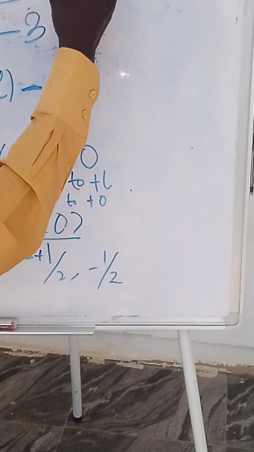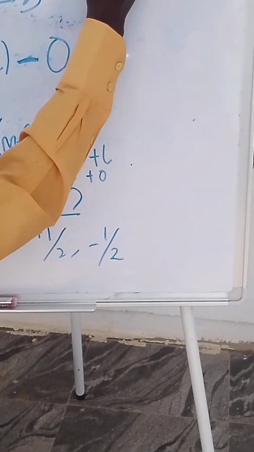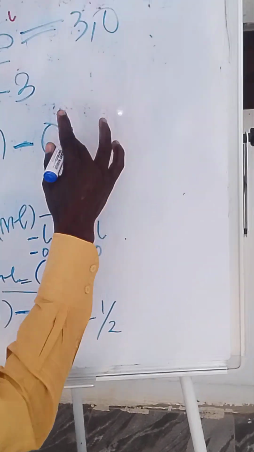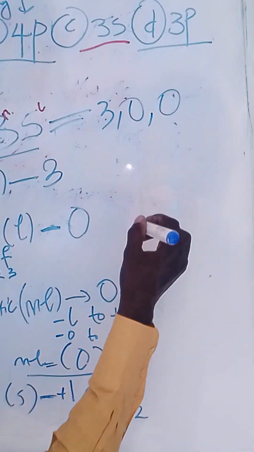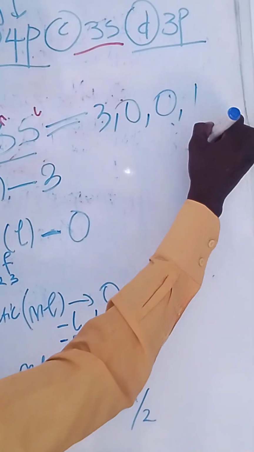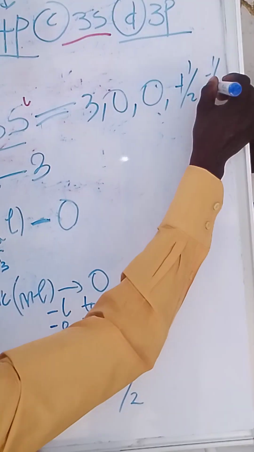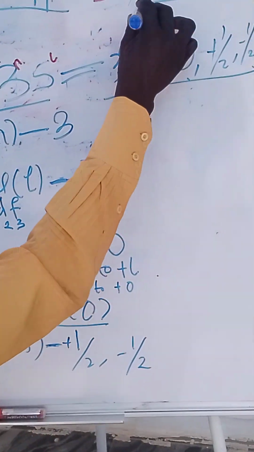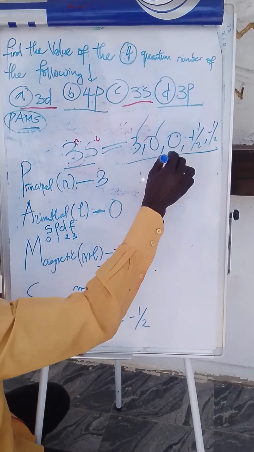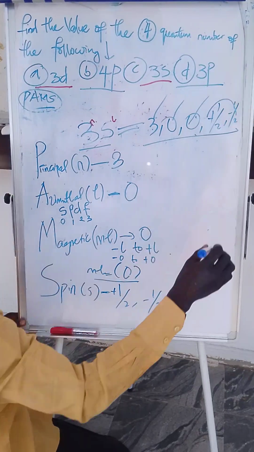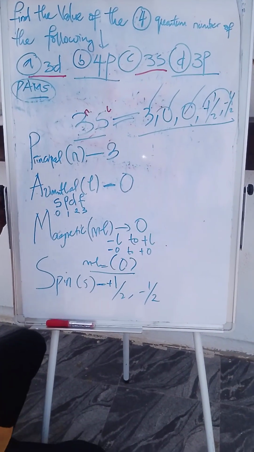So the values of the four quantum numbers are 3, 0, 0, and plus half or negative half. So this is my principal, azimuthal, magnetic, and spin. So I think that's that.